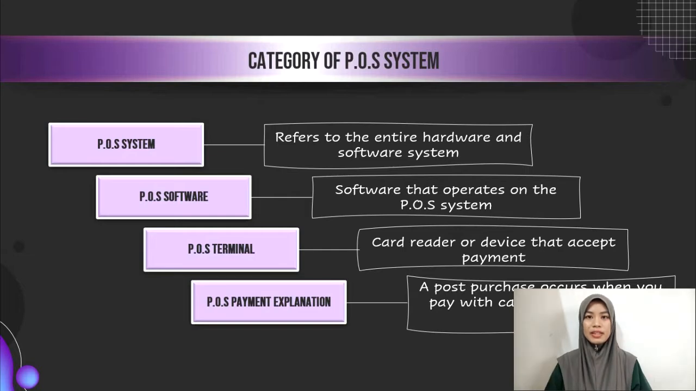Even hotels take bookings, assign rooms and charge their customers using a version of a basic POS software program. Third is the POS terminal, a card reader or other device that accepts payments for orders placed through a POS system. POS terminals are designed to recognize all ways of payment, including swipe and chip-based cards. Lastly is the post-payment explanation. A POS purchase occurs when you pay with cash, a credit card or a digital wallet. If you buy two goods and bring them to the checkout counter, the cashier will scan them and give you a receipt. That's all for my part.